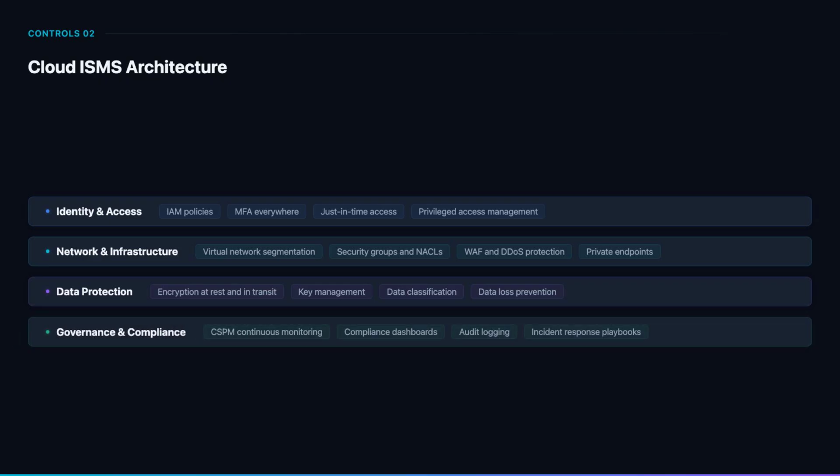Governance and compliance tie everything together. Cloud Security Posture Management provides continuous configuration monitoring. Compliance dashboards track your security posture against ISO 27001 requirements. Comprehensive audit logging supports both operational monitoring and certification audits. Cloud-specific incident response playbooks ensure rapid response to cloud security events.